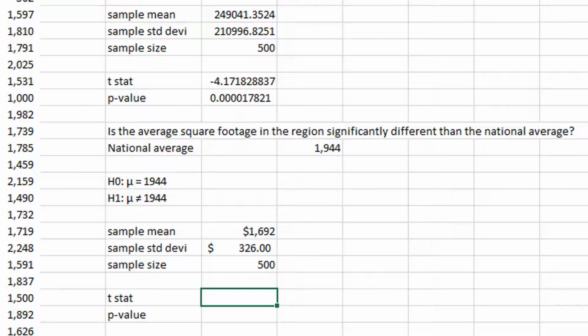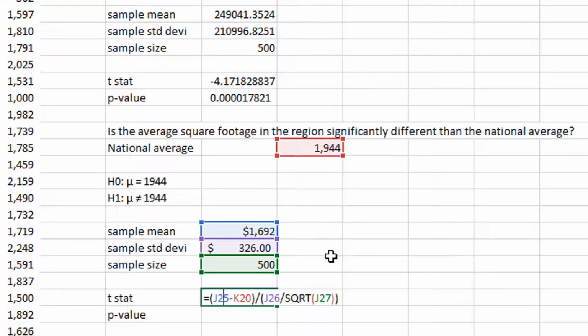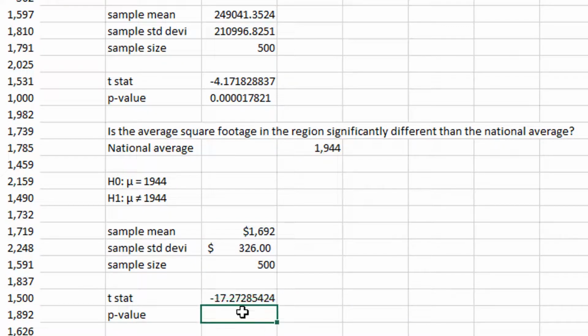Now the t-statistic, it's the exact same formula. In fact, I can take this up here, copy it and paste it right here, and that's going to give me the formula for the t-statistic. What is it again? I'm taking the sample mean minus the null mean, so 1,692 minus 1944, in parentheses, that's the numerator, divided by the sample standard deviation over the square root of sample size.